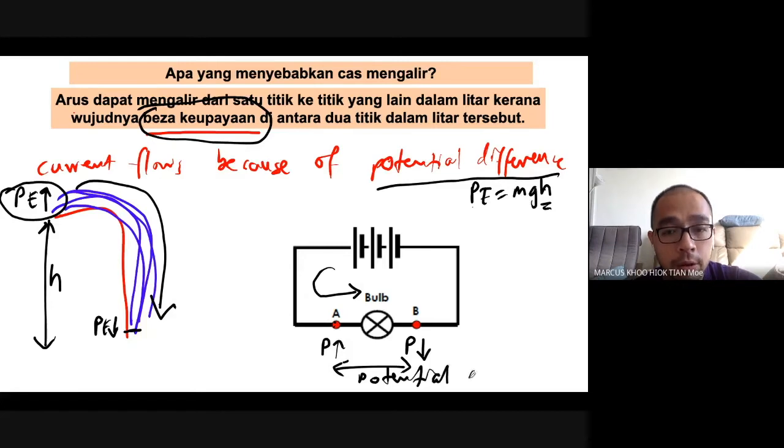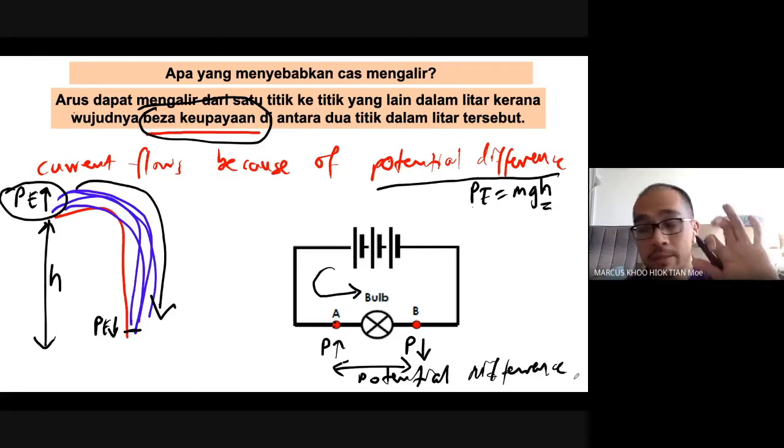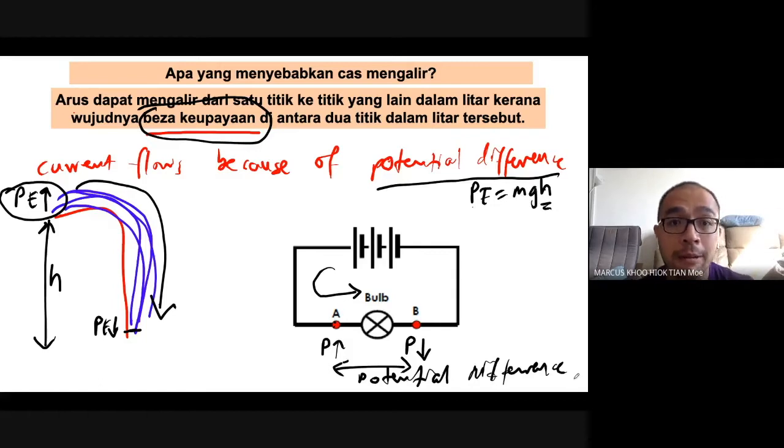Okay, current flows because of the potential difference. And this is the singular most important thing for us to understand. Okay, potential difference, which I will talk about in a moment, is what we call voltage. But actually voltage refers to the perbezaan keupayaan, the difference in potential: the potential here is high and the potential here is low.